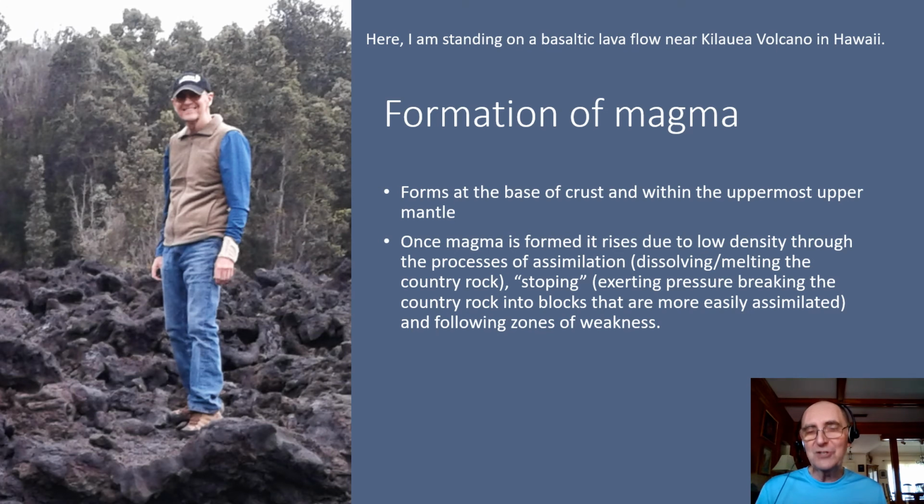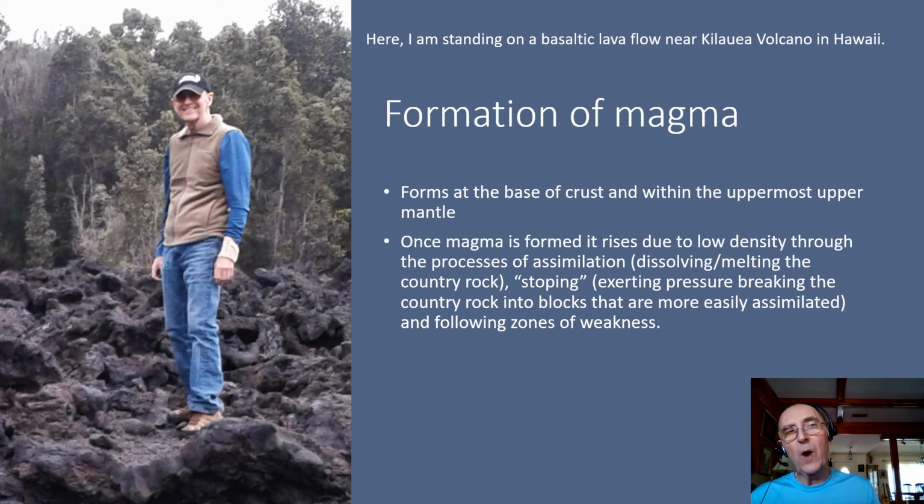One would be the process of assimilation, where the magma melts or dissolves the rock around it and above it. The other one is what we call magmatic stoping. The magma actually exerts pressure on the surrounding rocks and the rock above it, so it breaks it into blocks, which are more easily assimilated. Or magma can always find a pre-existing plane of weakness, like a fracture plane or a fault plane, and shoot through it.